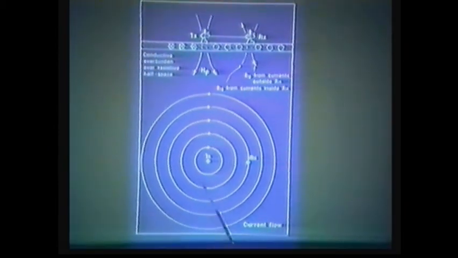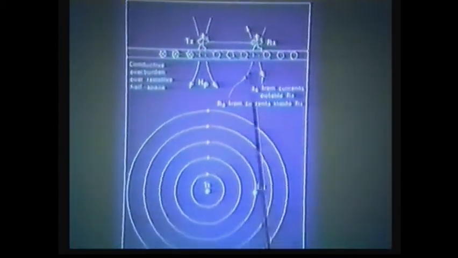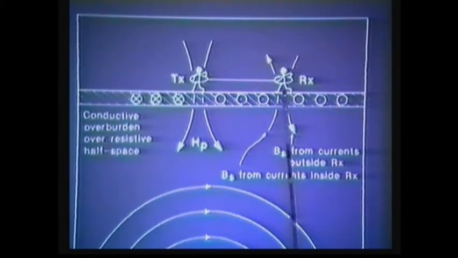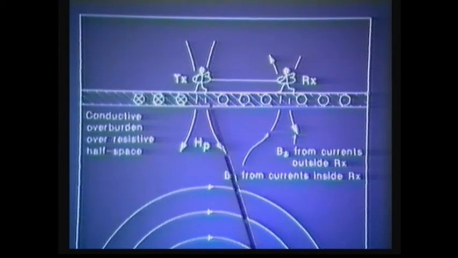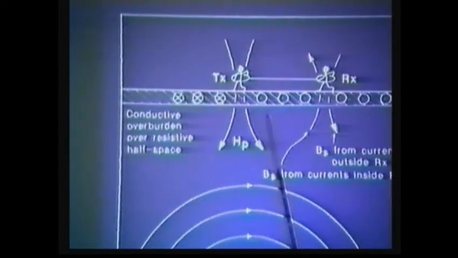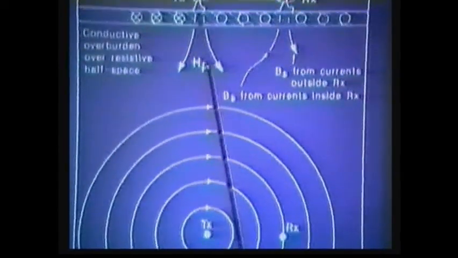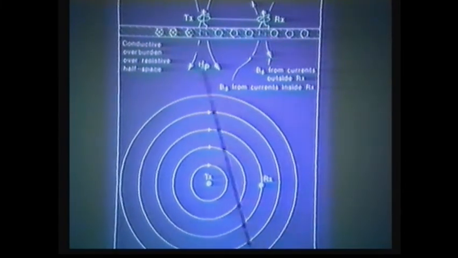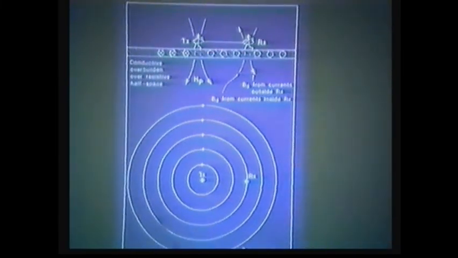Suppose, for the sake of argument, that we just have a conductive overburden. I show here the transmitter and the receiver. I show the primary magnetic field, and I show the current flow in the overburden. Here I show a plan view of it. Here it is in section. And I show here the currents coming out of the page, and here they're going into the page.